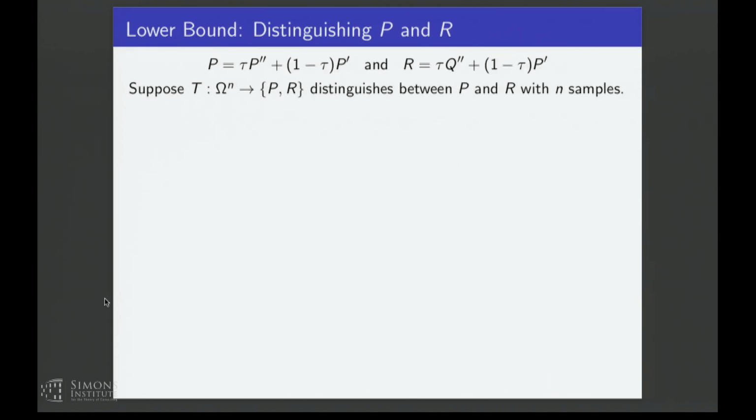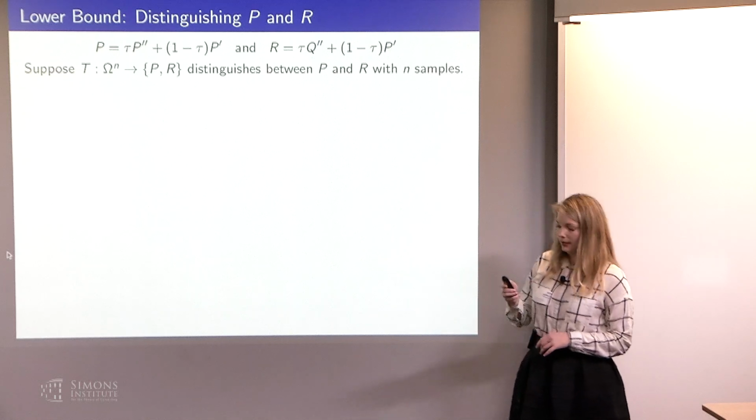Okay, so the second part of the lower bound was we had to say what it was to distinguish between P and R. Remember, P and R are these two mixtures, and they agree on the second mixture part, and they disagree on the first mixture part. Suppose I have a test that distinguishes between P and R with n samples. Now I'm going to hand wave in this part of the proof a little bit, because to make this more formal, I have to use a bit more machinery than I want to set up. Just bear with me through the hand waving, and if you're really interested, the details are all in the paper.